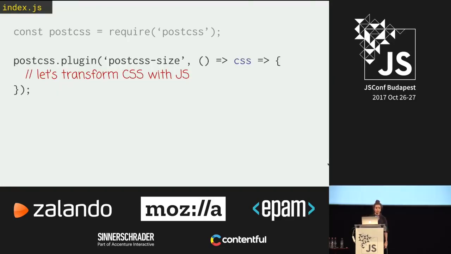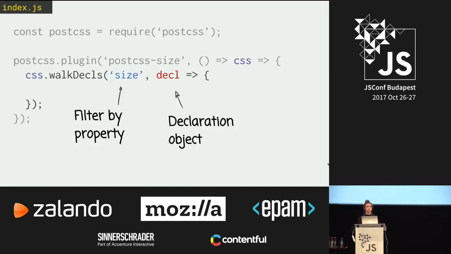Back to our PostCSS plugin code. The first thing that you need to do is to look for the size property in your CSS. To do that, you use the walkDecls method, which you can filter by property, in this case, size.